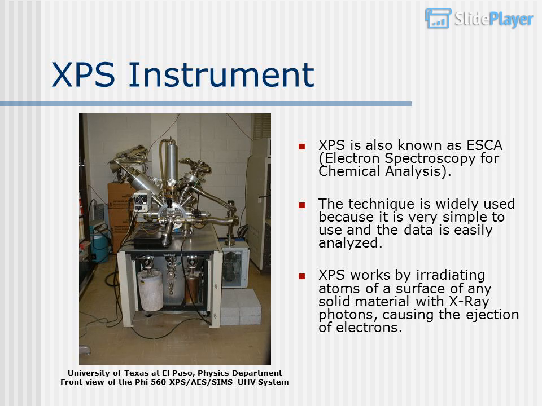XPS instrument. XPS is also known as ESCA, electron spectroscopy for chemical analysis. The technique is widely used because it is very simple to use and the data is easily analyzed. XPS works by irradiating atoms of a surface of any solid material with X-ray photons, causing the ejection of electrons.